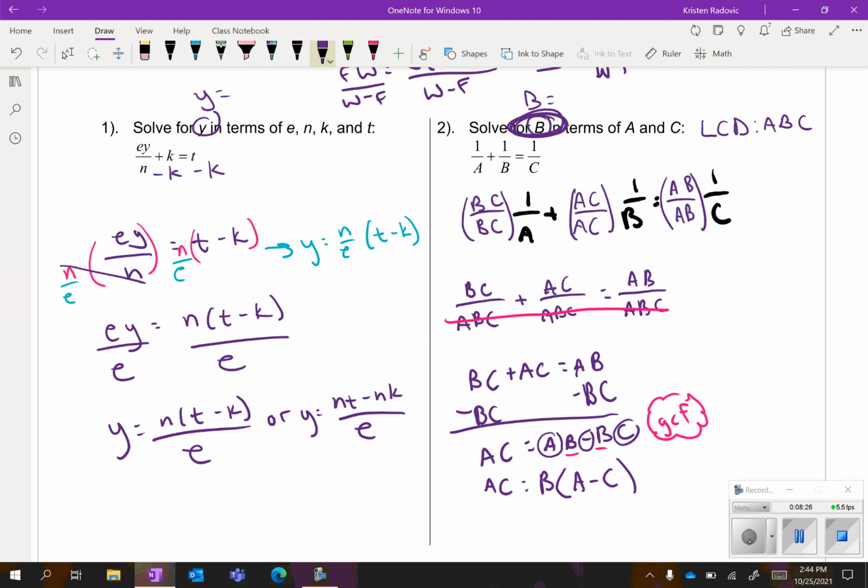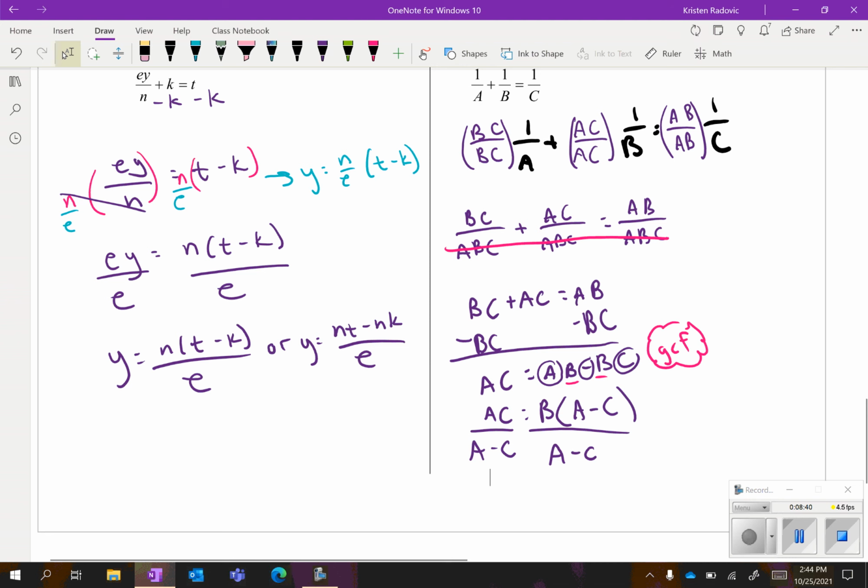And remember, if you had a different order of the letters for the numerator, let's say you had CA over A minus C, that's fine because multiplication is commutative. You can switch the order of it. What you can't have is your denominator being C minus A, because subtraction is not commutative. You cannot switch the order.